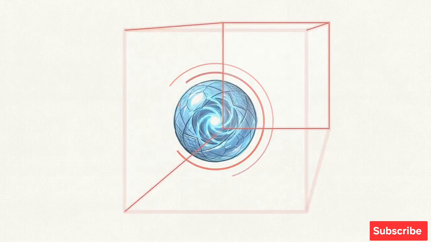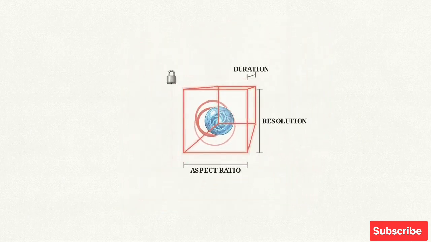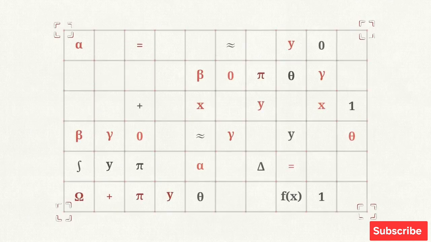Defining these limits forces the model into a rigid mathematical box. Instead of openly interpreting a concept, the algorithm must solve a strict visual equation with exact boundaries.